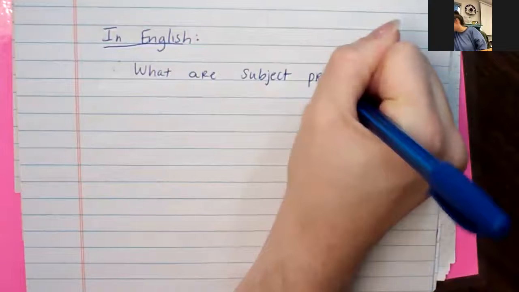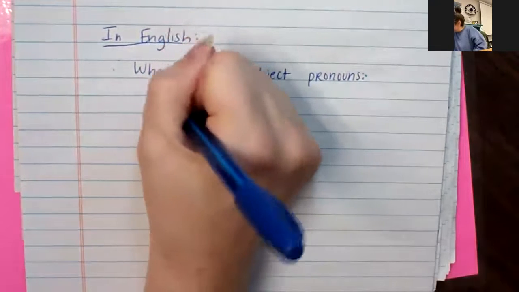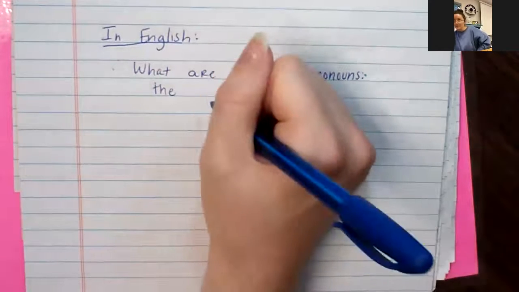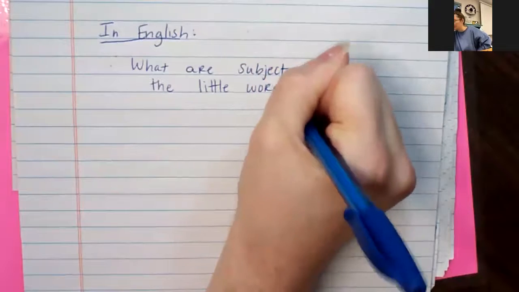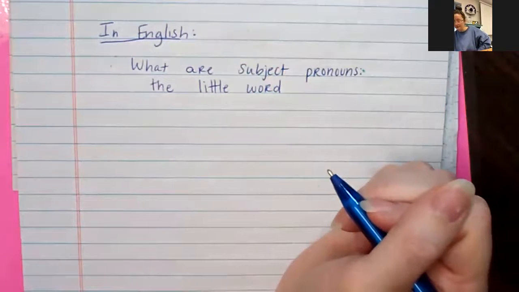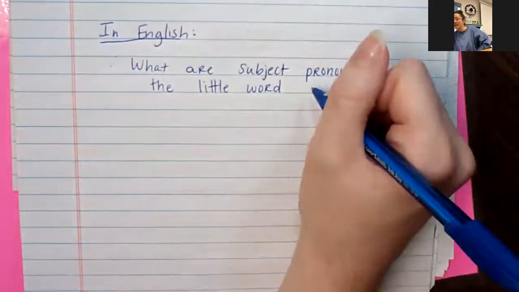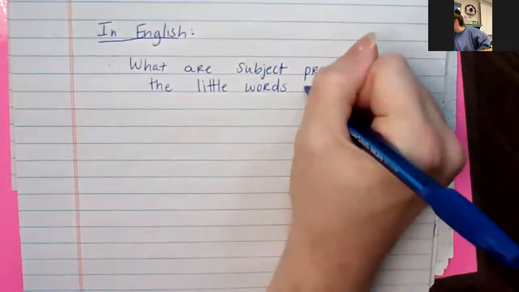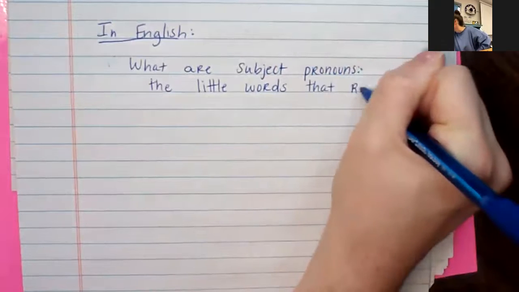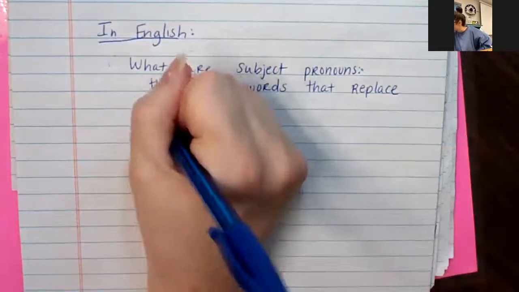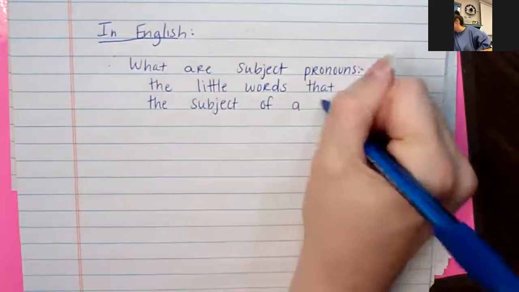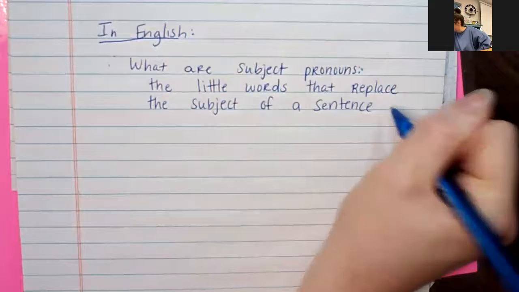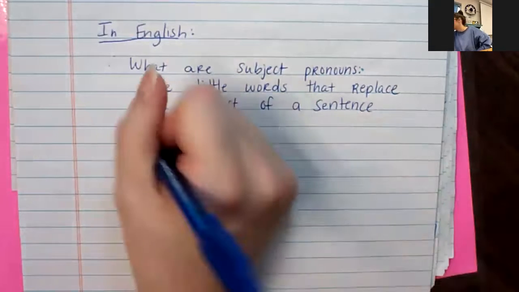So subject pronouns are going to be the little words that we use to replace the subject of a sentence. This is a very Miss Clevenger definition. It's not necessarily a proper definition. So the little words that replace the subject of a sentence. And when you see the examples in English, you're going to be like, oh, wow, that makes a lot of sense.